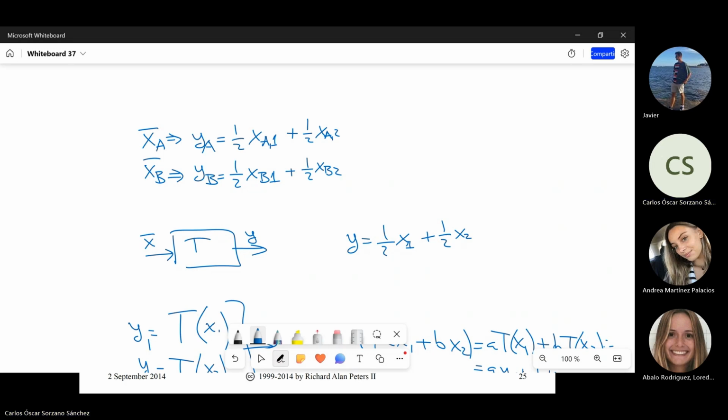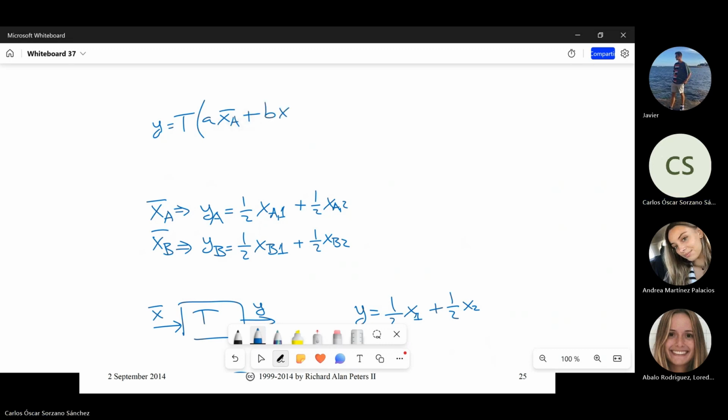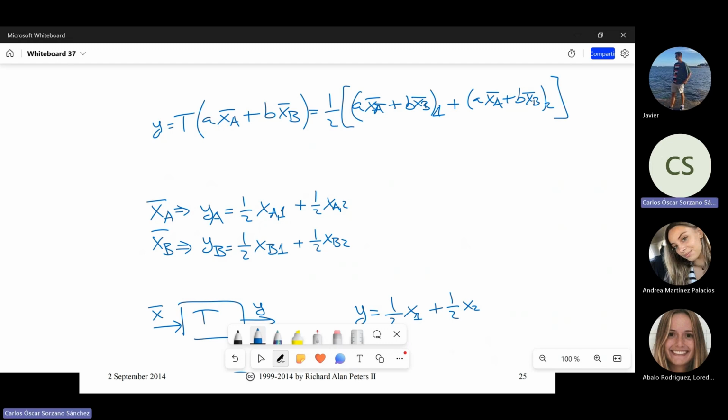Okay, now we put into the system the addition of the two. So what we put into the system is the average of A and B, one half of A plus B: B's first component plus A's second component. Do you agree?